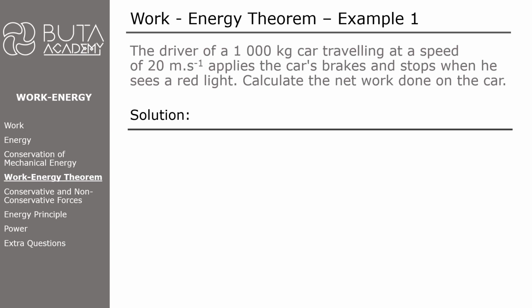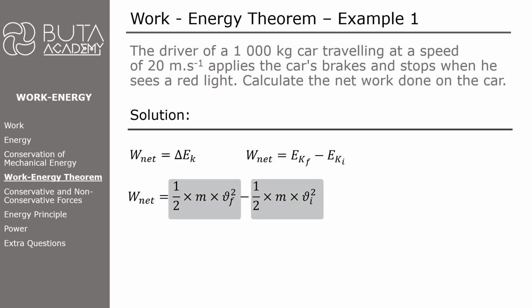Let's start the solution by writing down the formula of this theorem. Net work done on an object is equal to the change in the kinetic energy of the object, which is the final kinetic energy minus initial kinetic energy. Kinetic energy of an object is 1/2 times mass times square of velocity.